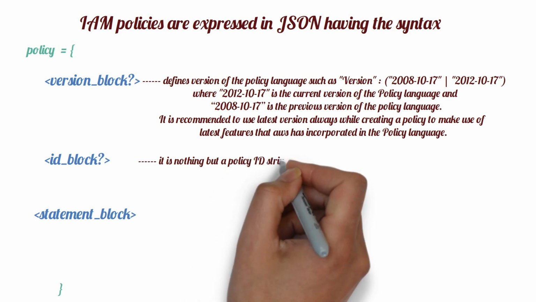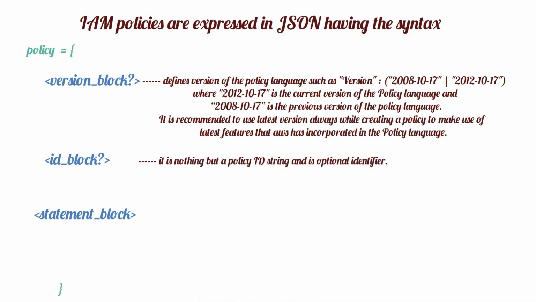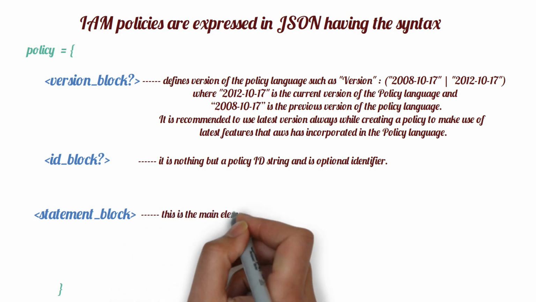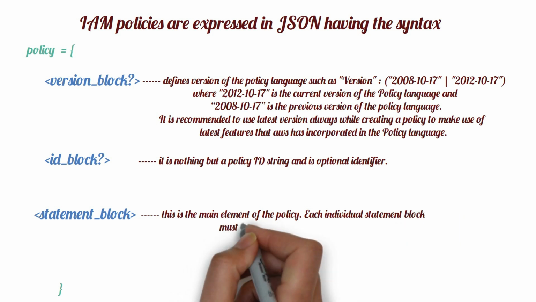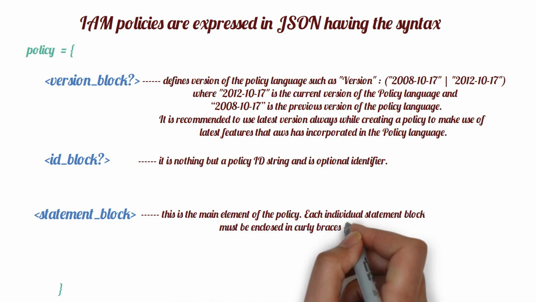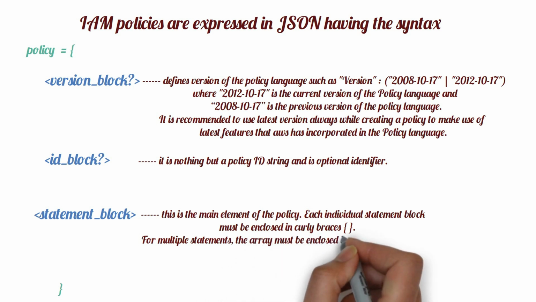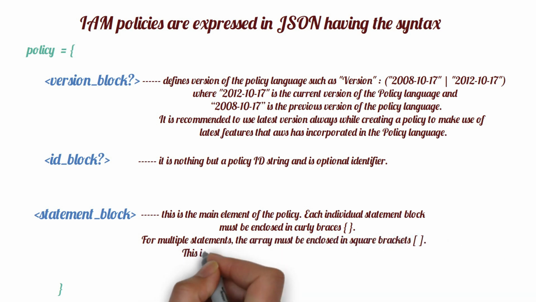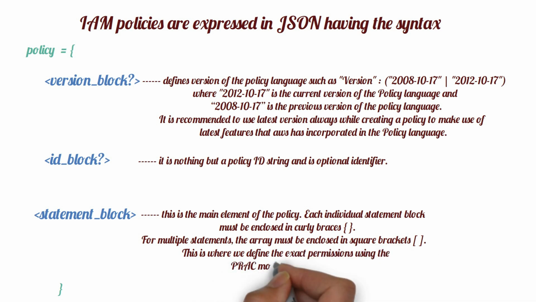The ID block is nothing but a policy ID string and is an optional identifier. Next is the statement block. This is the main element of the policy. Each individual statement block must be enclosed in curly braces. For multiple statements, the array must be enclosed in square brackets. This is where we define the exact permission using the PARC model described below.